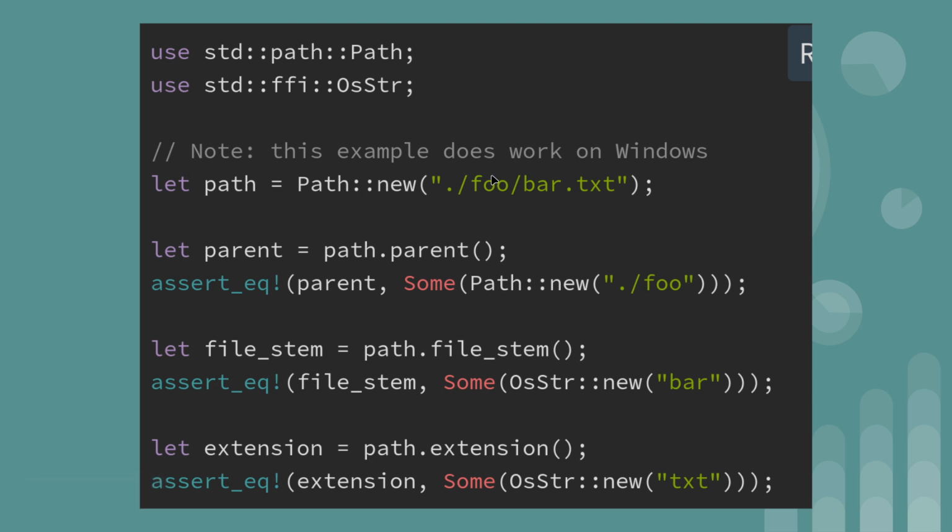Let path equal Path::new. So we're converting a string into a path object. Once we've got it as a path object, we can then check parent, which is foo in this case. We can get the file stem, so that's bar in this case. And then we can get the extension, txt. That's quite useful.